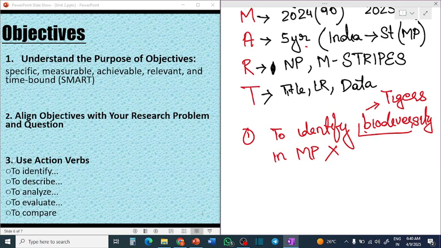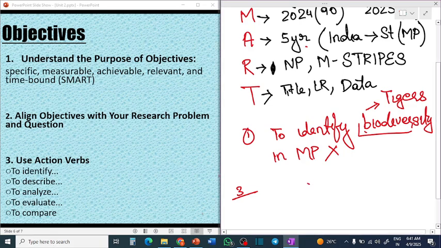Third point, we will use action verbs. Action verbs are words that express an action we have to do. It is very clear from the words given over here that we have to give the objective in such a way that we are doing something. See over here: to identify, to describe, to analyze, to evaluate, to compare. In this way we should start any objective that we give.